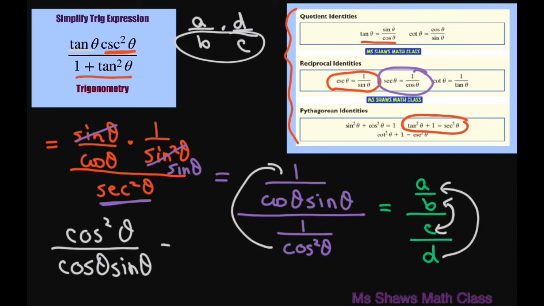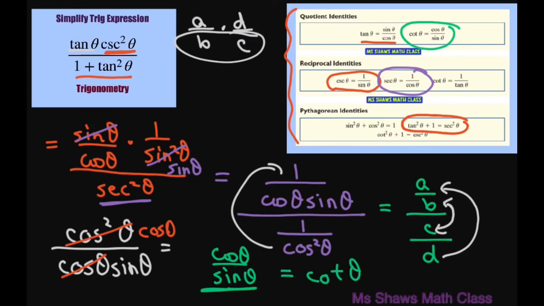All right, we can still simplify this because cosine goes into cosine squared one time. So basically that leaves us with cosine of theta divided by sine of theta. We still have two functions here, so I'm going to go ahead and write this as cotangent of theta. That's the simplest form I can find.